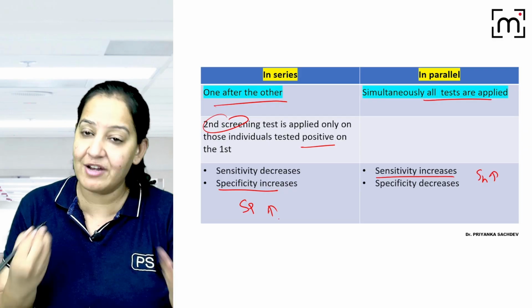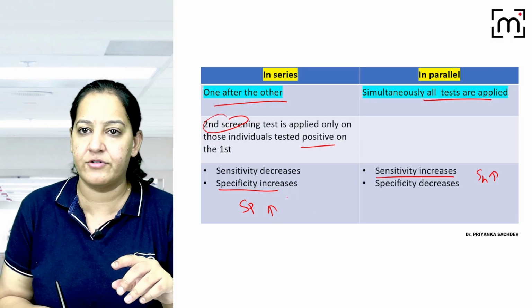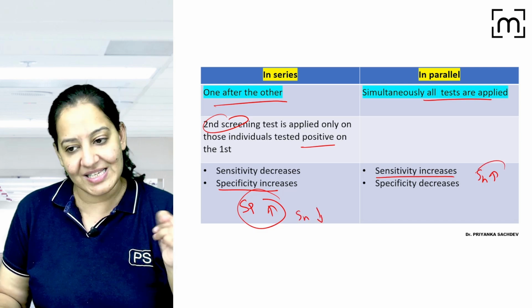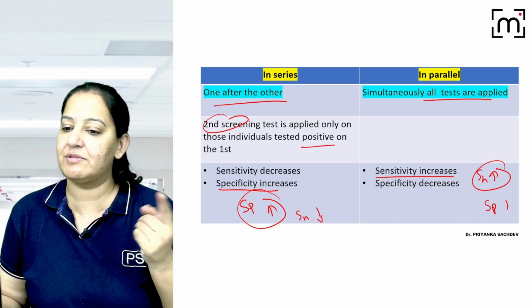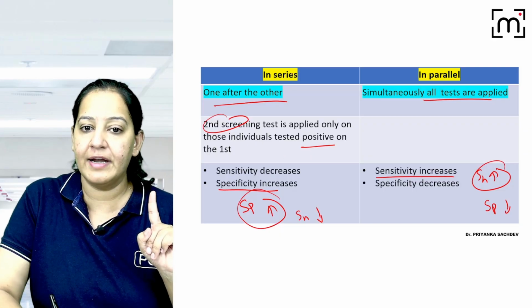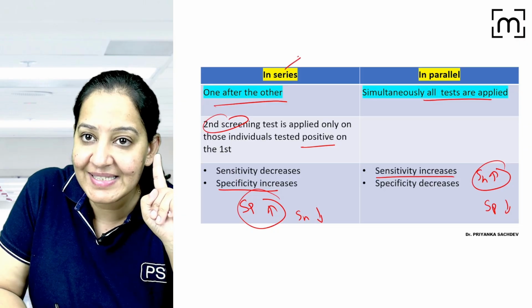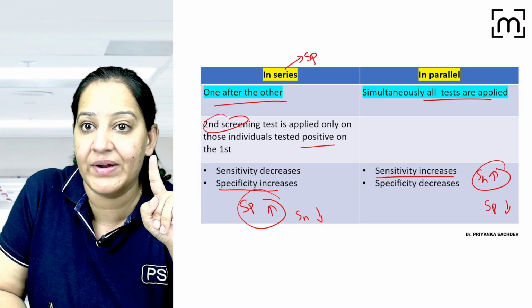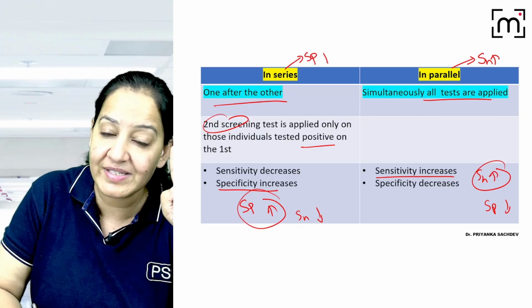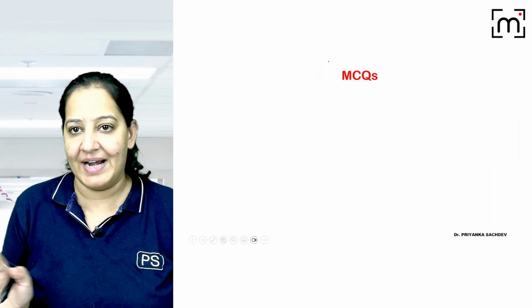So please learn what we are increasing. The other quantity will automatically reduce. If specificity is increasing, automatically sensitivity will fall. If sensitivity is increasing, automatically specificity will fall. Don't learn the other quantity, learn the conclusion. The conclusion is that in series, specificity increases, and in parallel, sensitivity increases. Learn what is increasing. The other quantity will reduce. That's it. We are done.